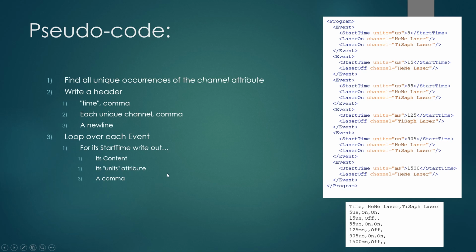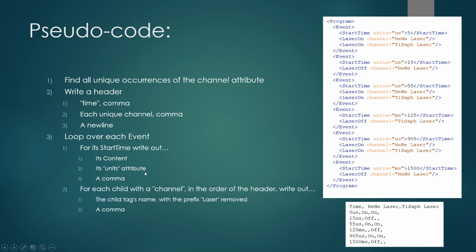Then we get into the data columns. For each, now we're still in the event, but now for each child that has a channel, because remember we have laser on, laser off, so we can't exactly say whether it's the name of a specific element or tag. We can't use laser on or laser off because it might be something different. Maybe there are other operations going on besides lasers that start with on and off, or end with on and off.